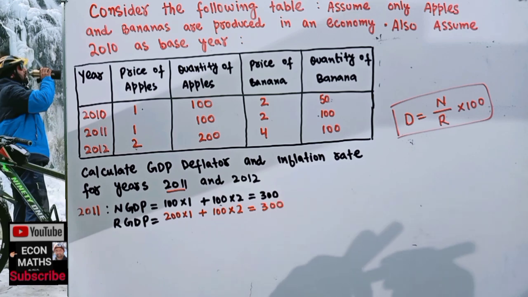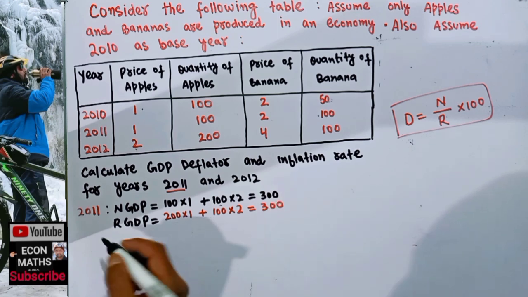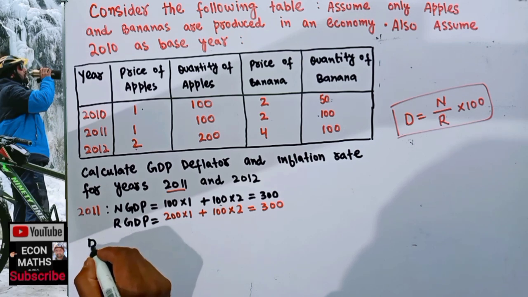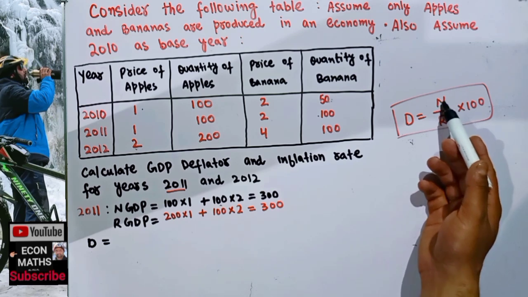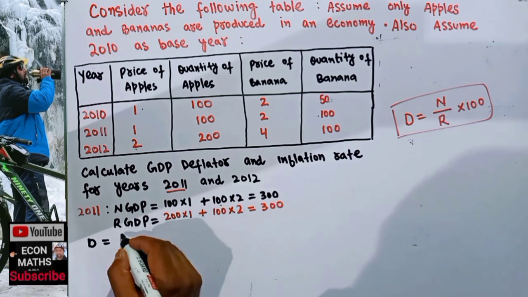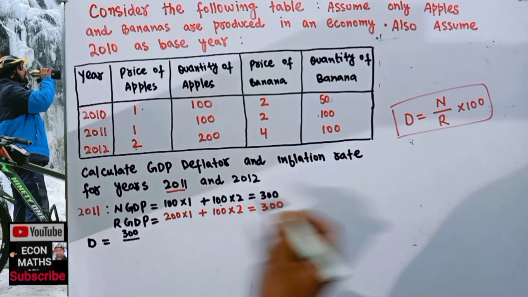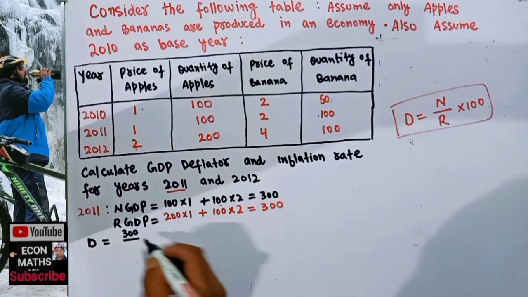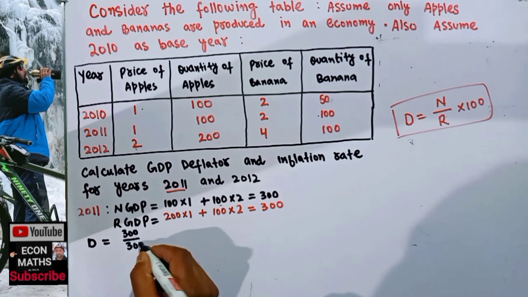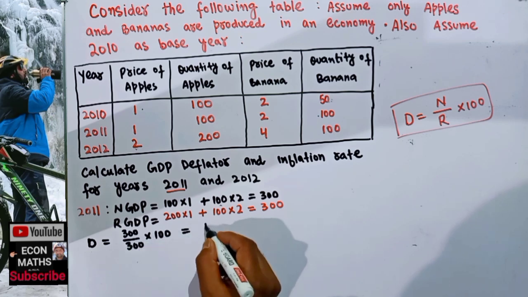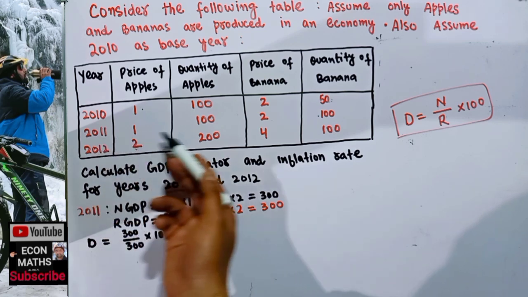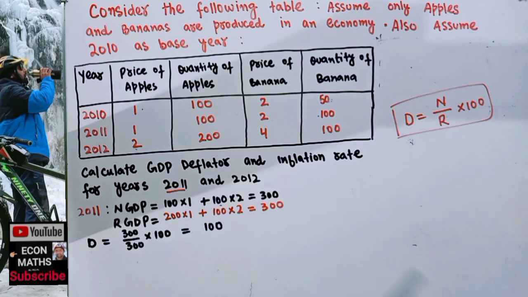That means the GDP deflator for 2011 is equal to nominal GDP, which we calculated as 300, divided by real GDP, which we calculated is 300 again, into 100. Which comes out to be 100. That means the GDP deflator for 2011 is 100. Let's calculate for 2012.